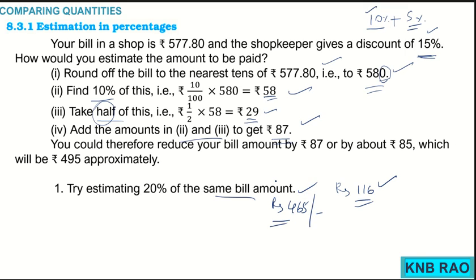Now I'll give another question. Try finding 15% of 375. So 15% of 375 I'll find by rounding off to the nearest tens.